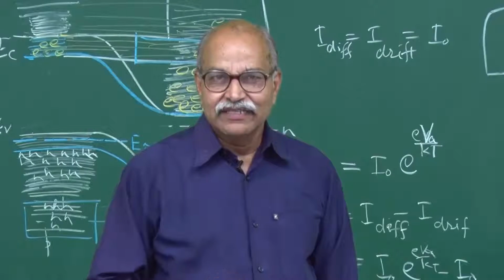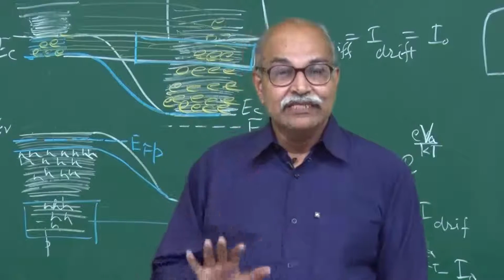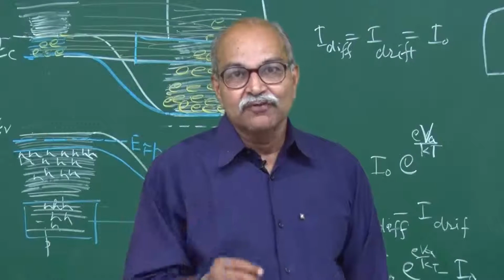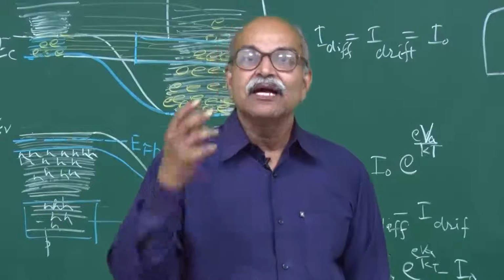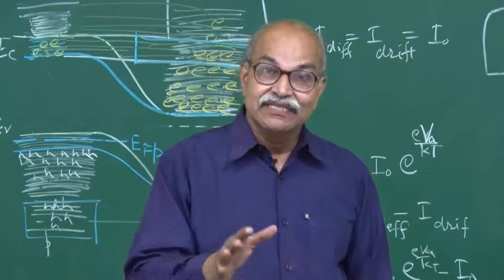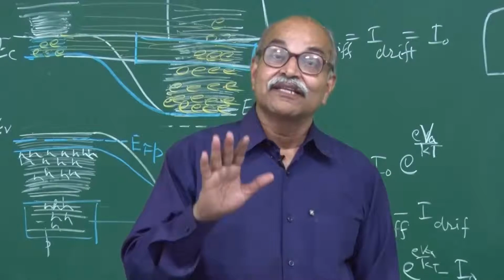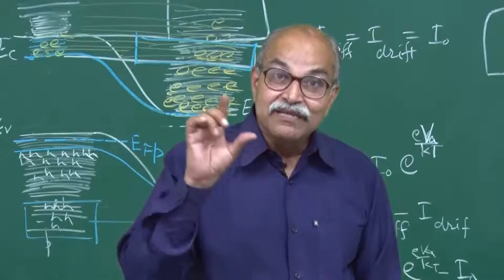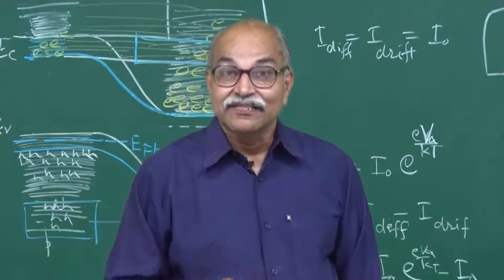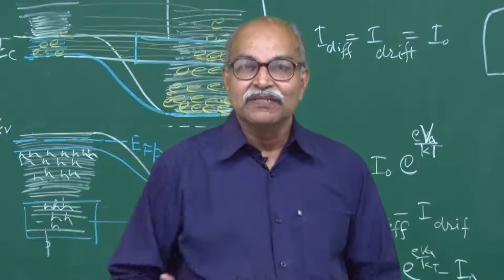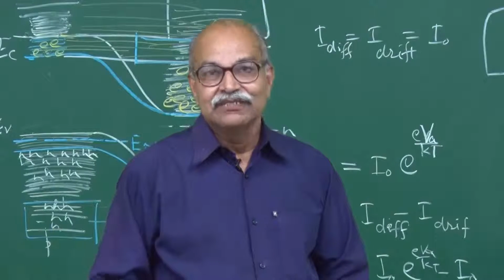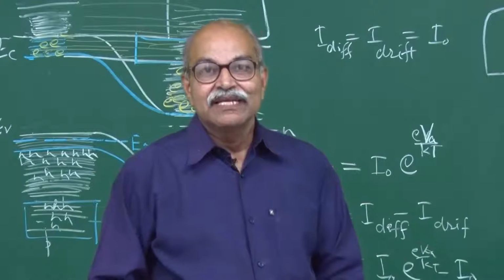All those things are there, but it does give you essentially the relation between current in forward bias and the applied voltage, as long as the applied voltage is much less than the built-in potential in the junction. So we will talk more about this equation and how currents go in actual diodes. That will be in the next lecture.